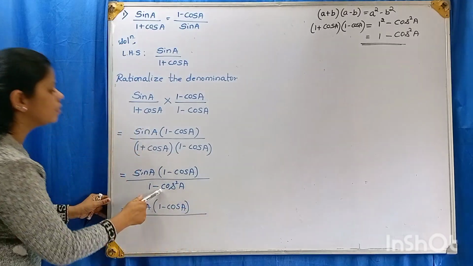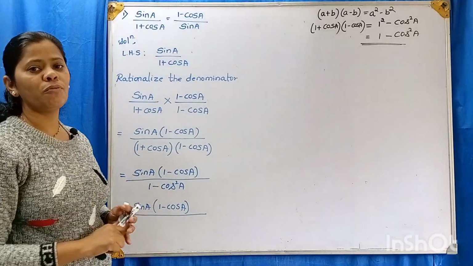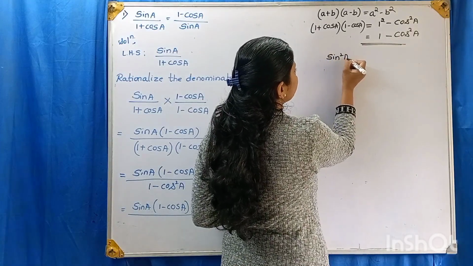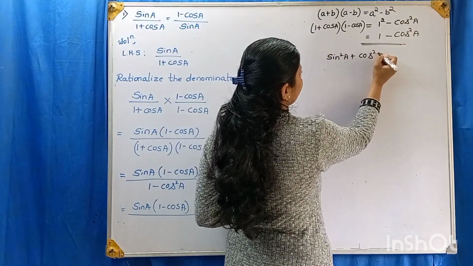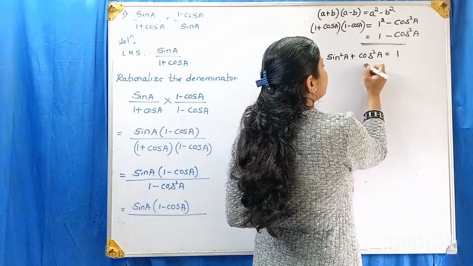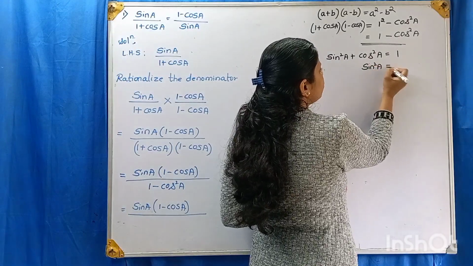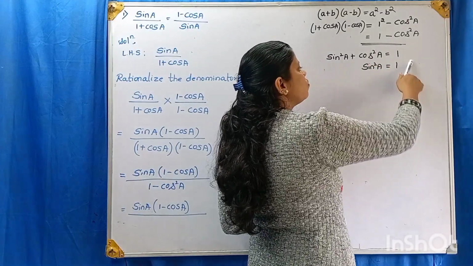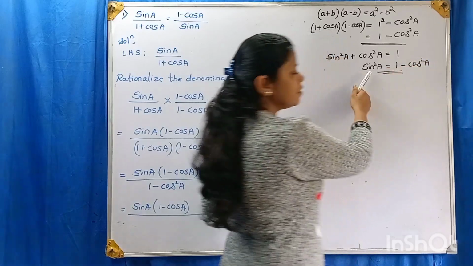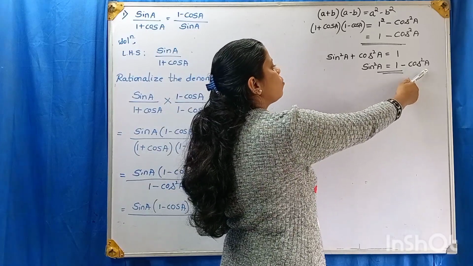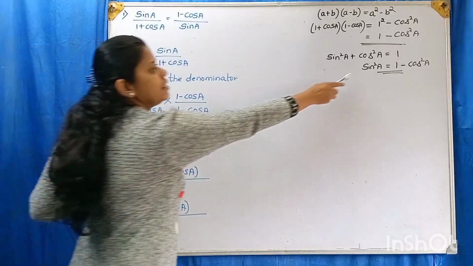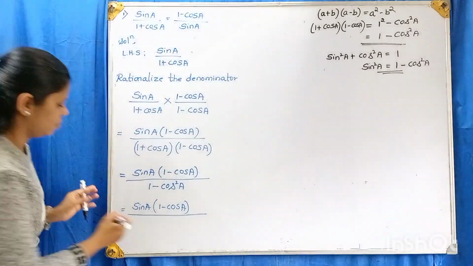divided by, see here we have another formula in trigonometry, that is sin square A plus cos square A is equal to 1. Therefore, sin square A is equal to 1, and this plus cos square A will go this side and become minus cos square A. That is sin square A is equal to 1 minus cos square A. Therefore, this 1 minus cos square A, I can write it as sin square A. Okay?